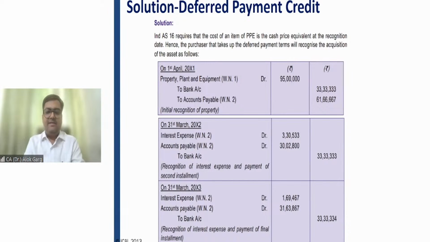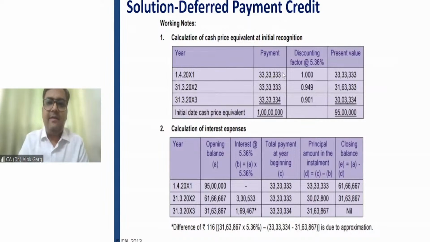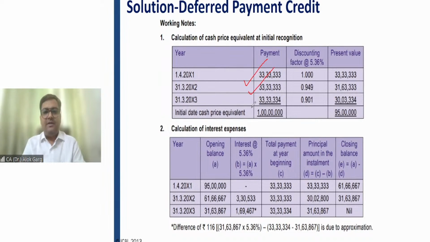You are making 3 payments of 33,33,333. Now the discount factor at the rate of 5.36% for the first payment is 1, because on the recognition date the payment is happening. The second one is 0.949. The third payment is 0.901. This will give you 95 lakh rupees. This is your cash price equivalent, because the entire 1 crore includes the interest portion also, right?